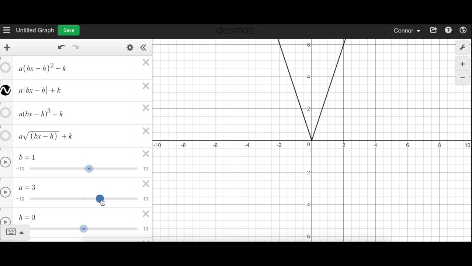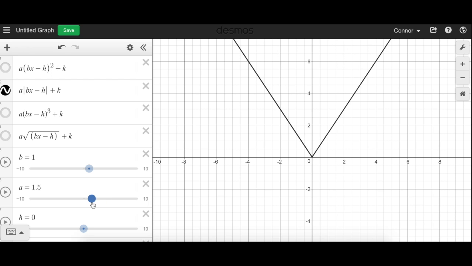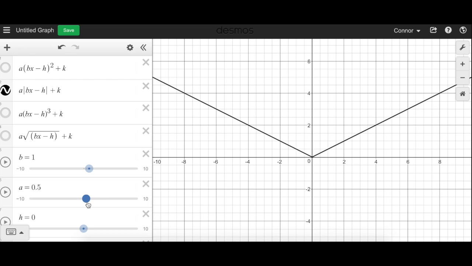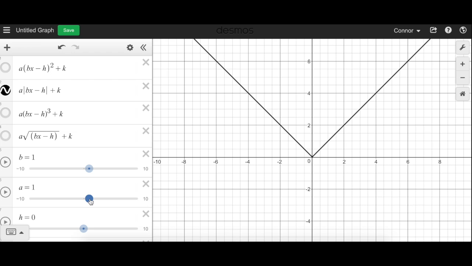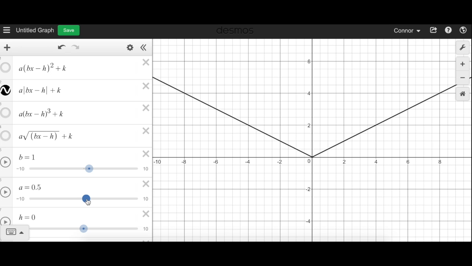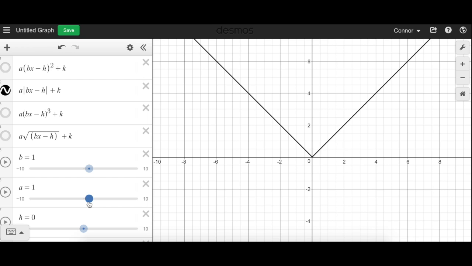If I were to make it 3, it would become 2, 6, because it is multiplied by whatever a is. Now, if I were to reverse that and make it a decimal, I would compress it. So now that point 2, 2, if I were to make it 1/2, it would now become 2, 1. So it's just multiplied by whatever the a value is, and that is what you can tell. Those are vertical stretches and compressions.